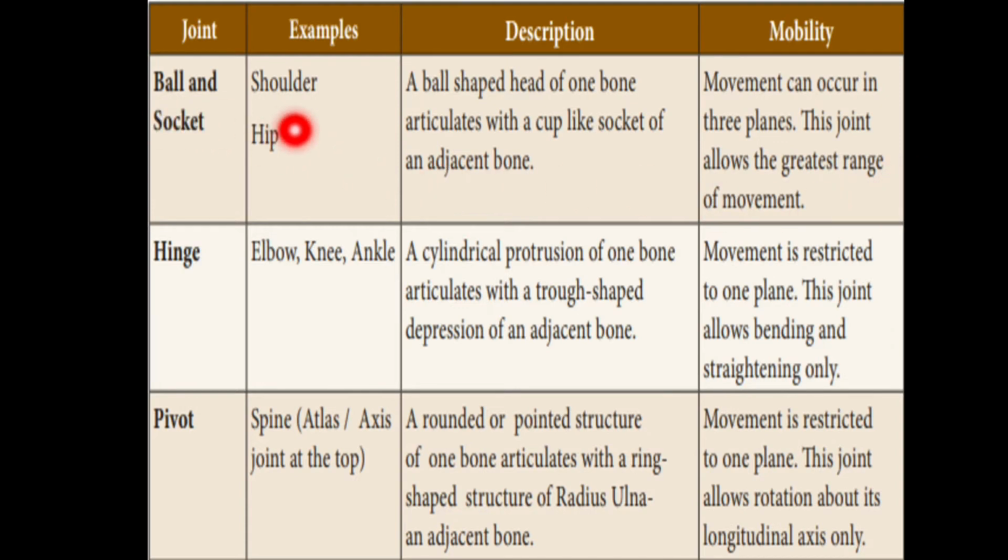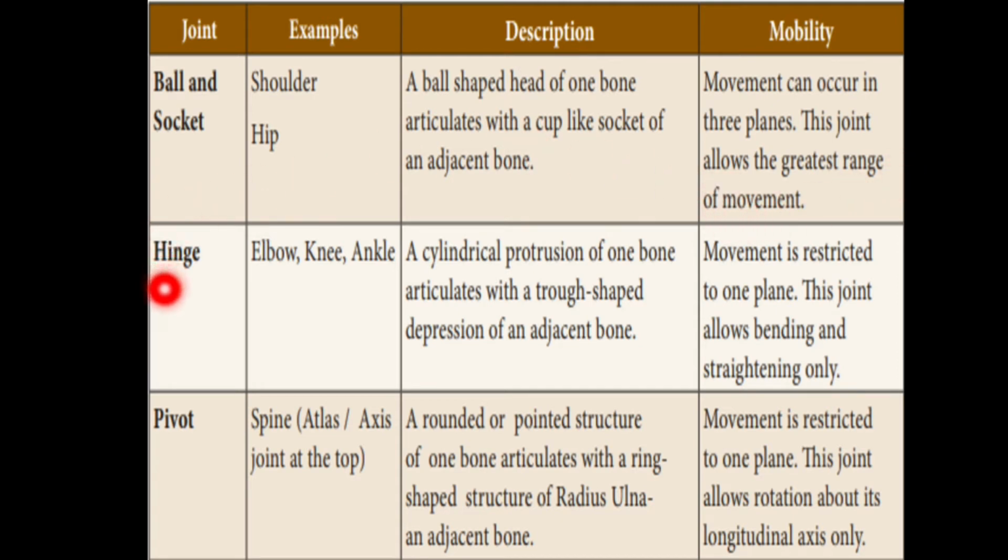The examples are shoulder and hip. Description: a ball shaped head of one bone articulates with a cup-like socket of an adjacent bone. Movement can occur in three planes. This joint allows the greatest range of movement.